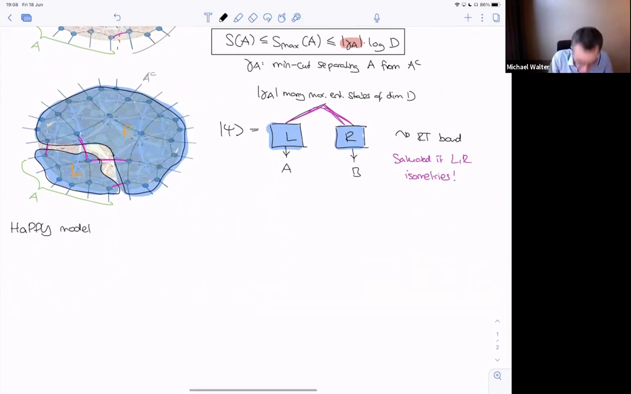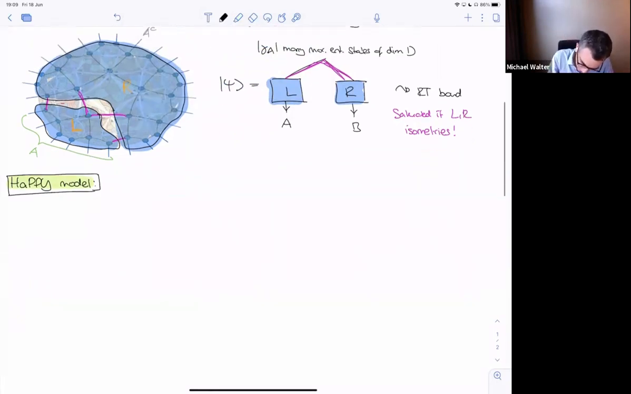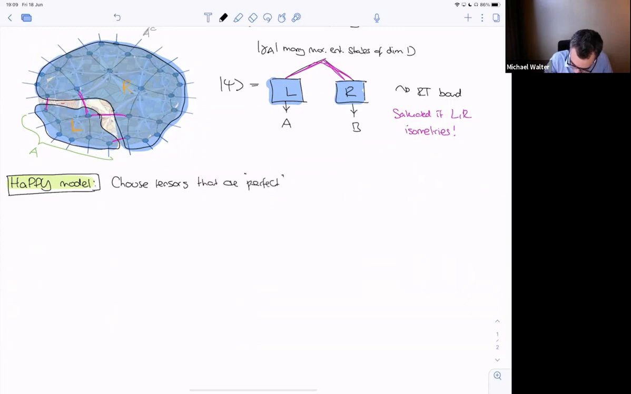They basically said, well, let's just take small tensors that are isometric in any possible way. Such tensors are called perfect tensors. I'll define them formally in a moment. And then let's think about in which cases L and R are actually isometries. Okay, so that was their idea. So they said, let's choose tensors for constructing our network or our state that are called perfect, which means that they are isometries in any possible way. And I'll say what this means precisely in a moment.